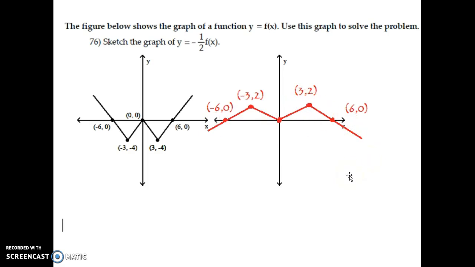And you can see it's shrunken down. It's not quite as up and down here. It only goes up to 2 instead of going all the way down to negative 4. So it's shrunken. And then it's also flipped across the x-axis, obviously. It's got the peaks on top here instead of looking like a W with the peaks underneath.